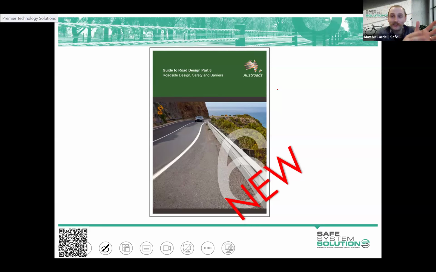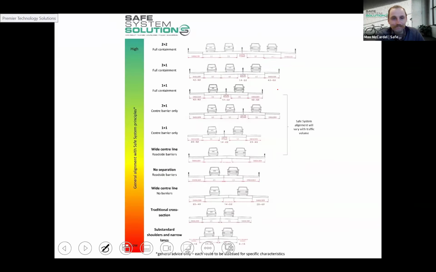So although clear zones still have merit, where you're able to put in barrier systems, you'd probably prioritize that as an investment. We've got a diagram now of some general alignment with safe system principles. So once again, it's not that binary concept of is it safe system or not. It's a scale, it's a spectrum.